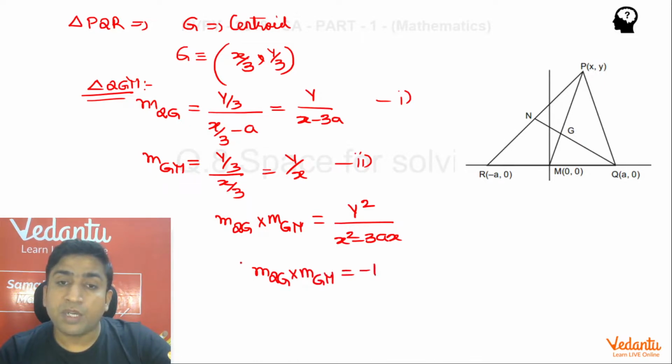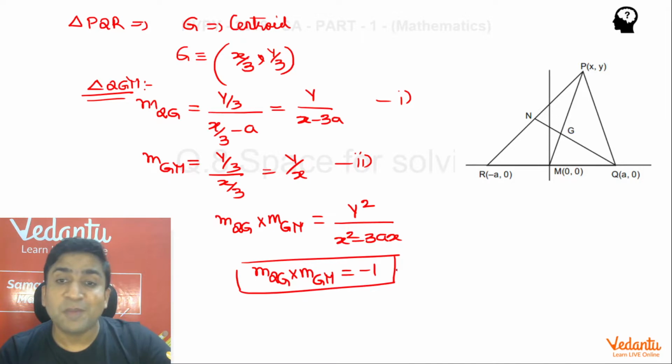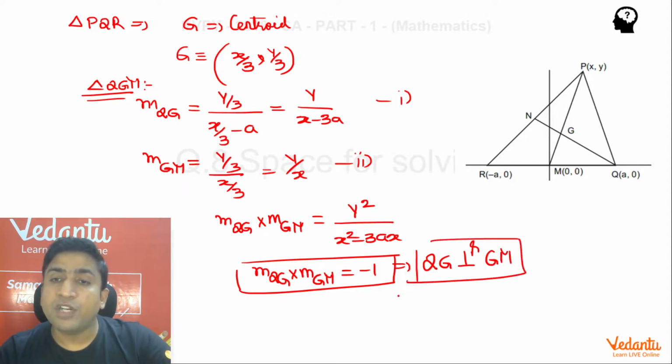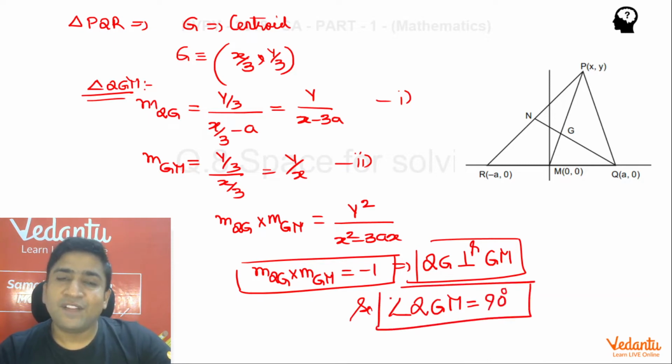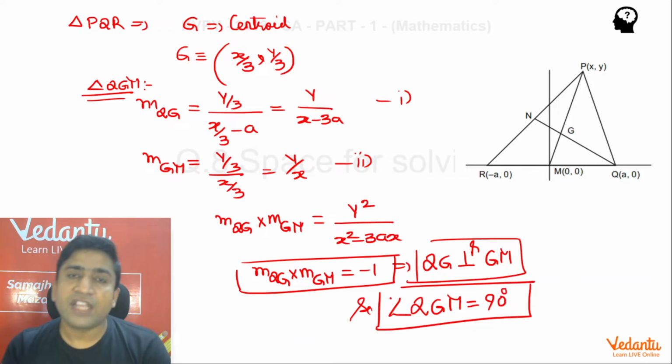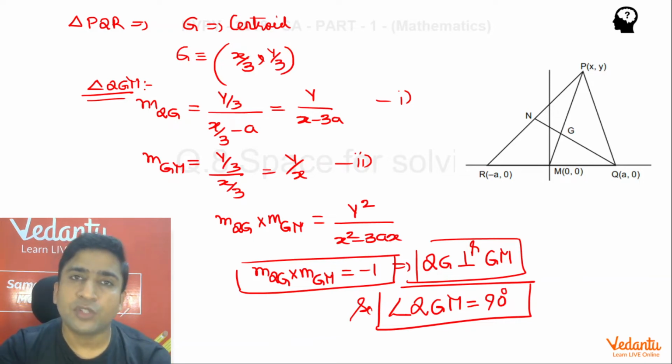And if y square upon x square minus 3x is minus 1, guys, this value mQG into mGM is nothing but minus 1. And if the product of the slopes is coming out to be minus 1, that means the lines that are involved, that is QG line and GM line, are perpendicular to each other. And if they are perpendicular to each other, so obviously angle QGM is going to be 90 degree. And that is how the answer for this question is: angle QGM will be 90 degree. I'm sure all of you would have understood the solution.